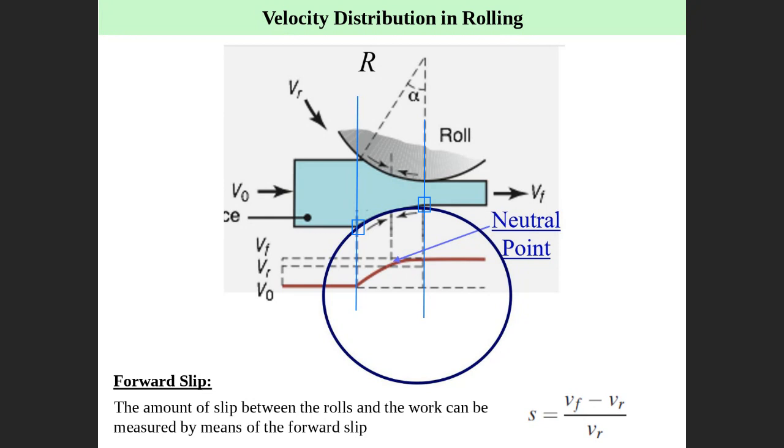Please, guys, give me your attention. Start at VO here. This is the VO, this is the VF. VO is smaller than VF. VF is faster. Then you expect that the speed will increase from VO to VF.